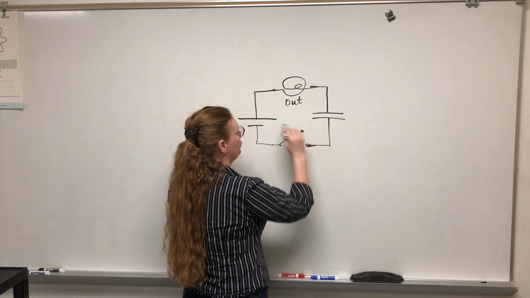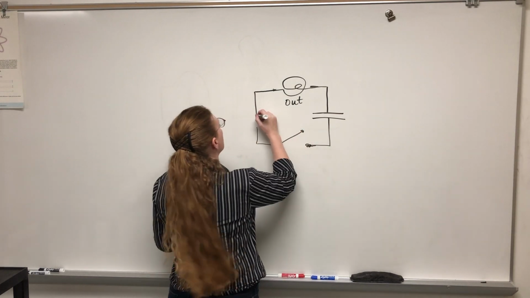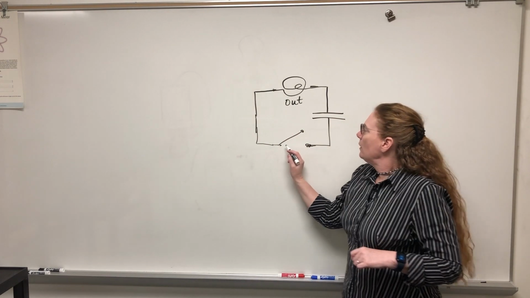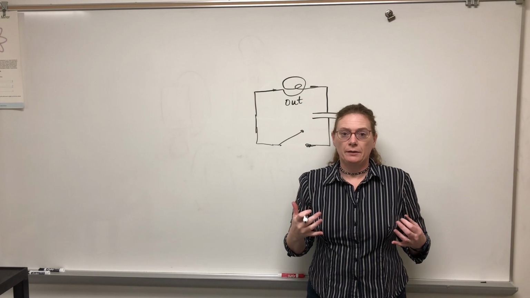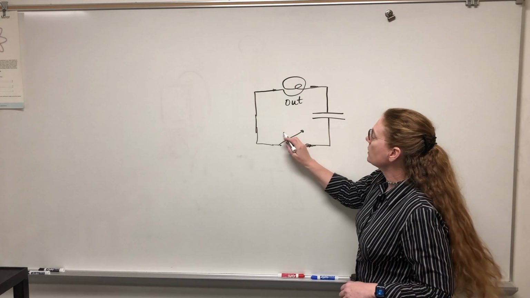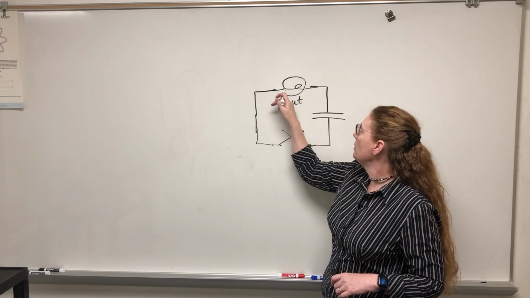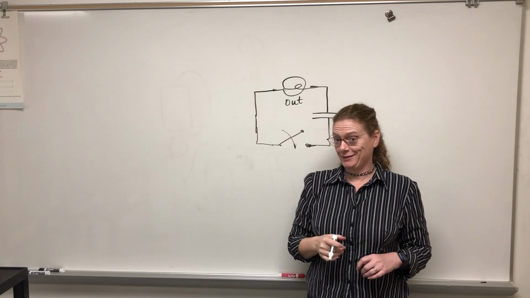So open the switch, and I'm going to take that battery out. I'm going to remove the battery and just close that circuit up like that. So there's no source of voltage in this circuit anymore. What is going to happen when we close the switch? Now it's just a bulb and a capacitor and a switch. When I close the switch, what do you think is going to happen?